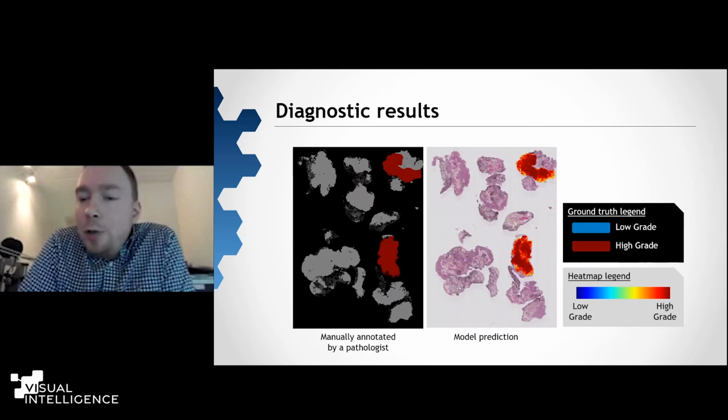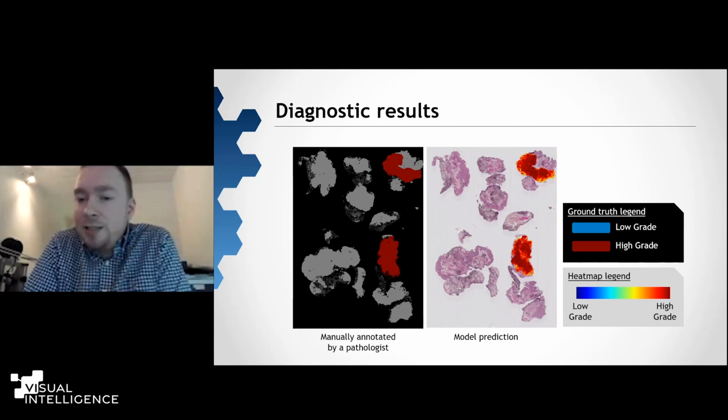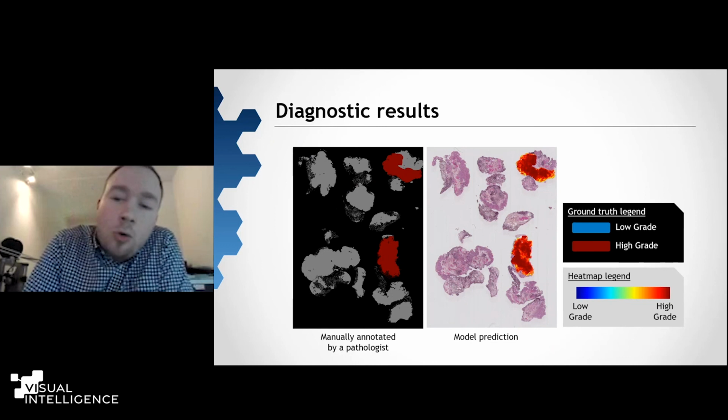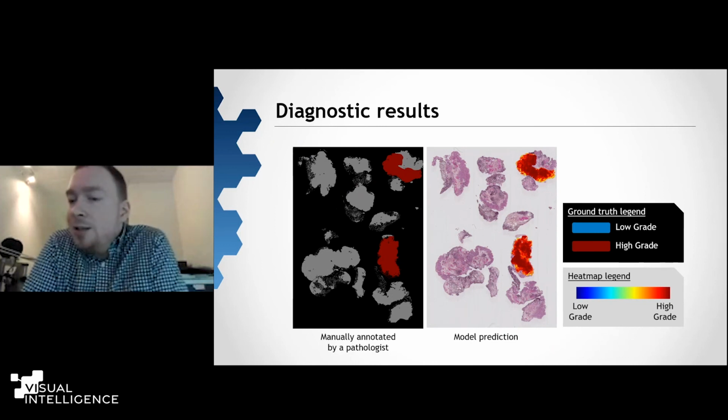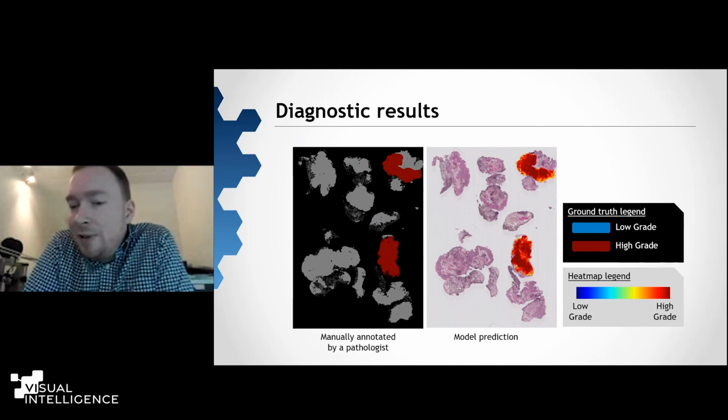To further evaluate our model, 14 of the 50 slides in the test set were manually annotated by a pathologist. A few large regions of either low grade or high grade were annotated on the images. The same area was then classified by our model and compared to the ground truth.